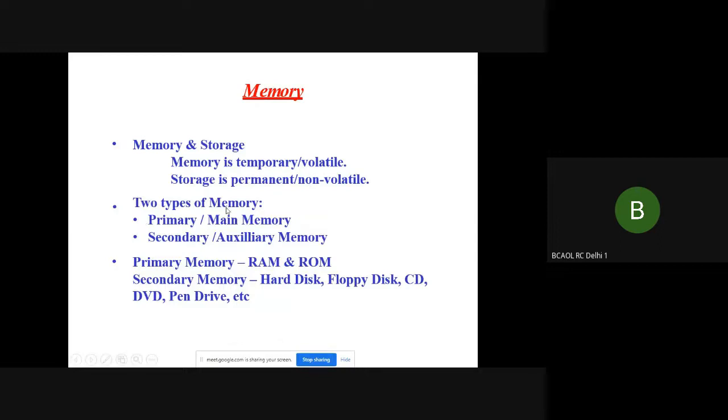When we talk about types of memory, we have two types: primary memory or main memory, and secondary memory or auxiliary memory. Primary memory is of two types: RAM and ROM, random access memory and read-only memory. And secondary memory or auxiliary memory are hard disk, floppy disk, CD, DVD, pen drive, etc. All the other memory devices are your secondary memory. Do you understand? Yes, ma'am.